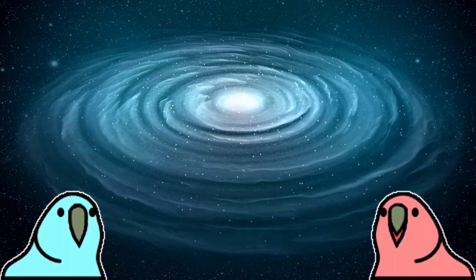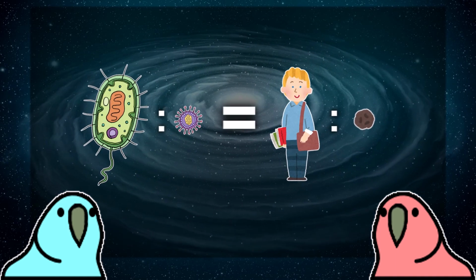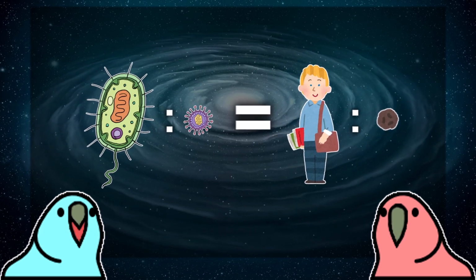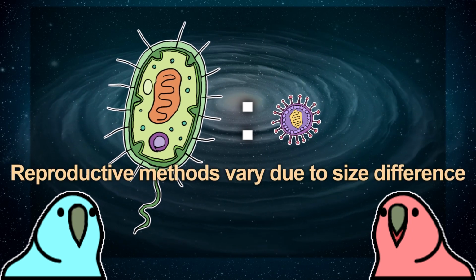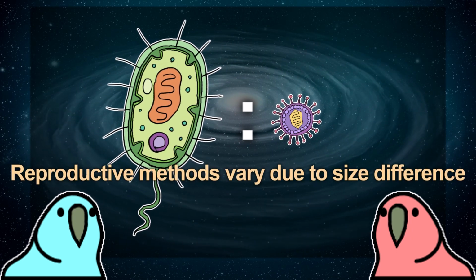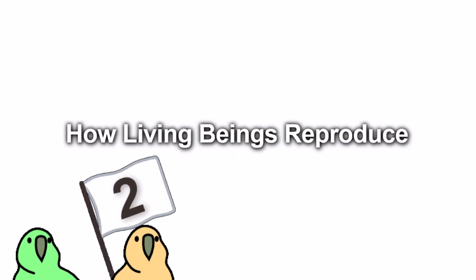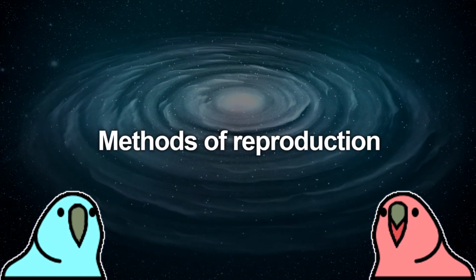That's right. The size difference between bacteria and viruses is similar to the size difference between a human and a grain of black pepper. A human and black pepper are vastly different in size. This difference in size is what leads to the most important difference between bacteria and viruses. It's the difference in their methods of reproduction.